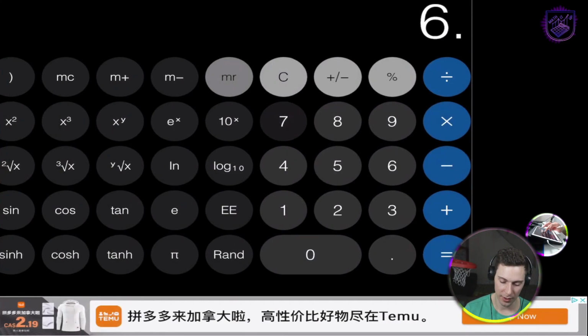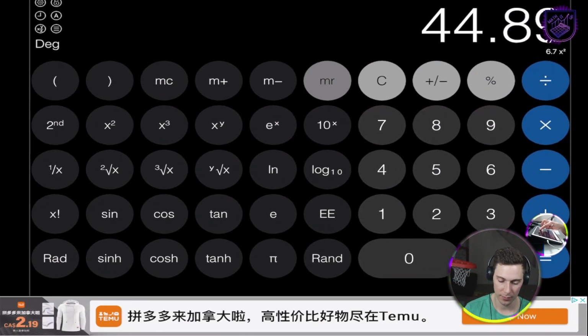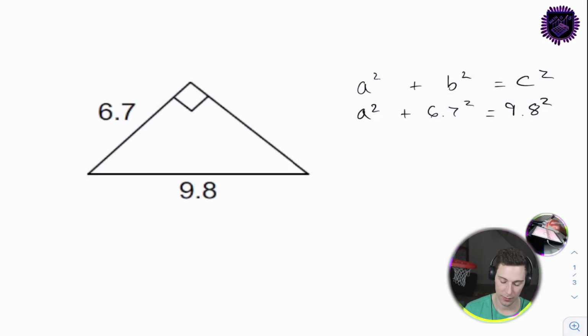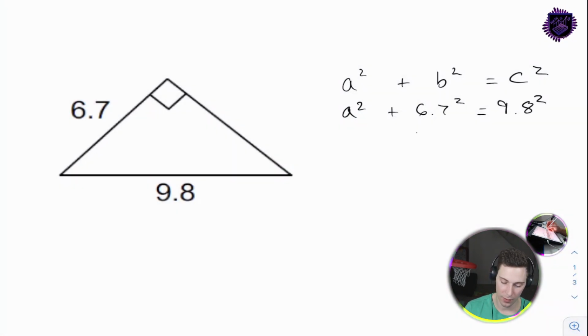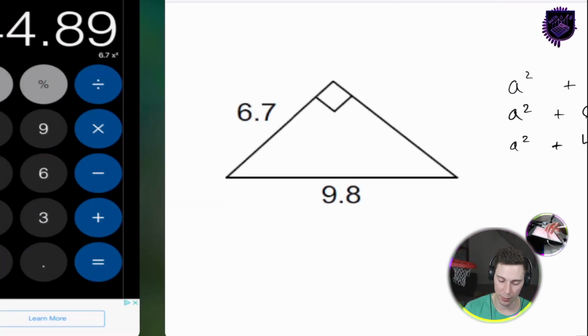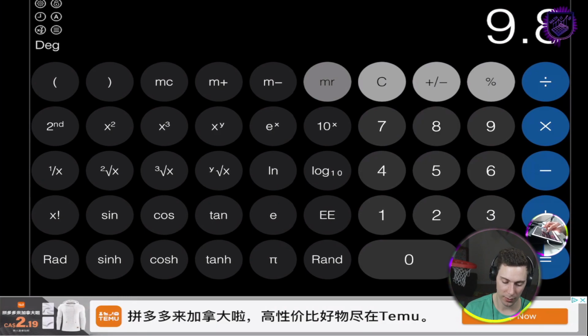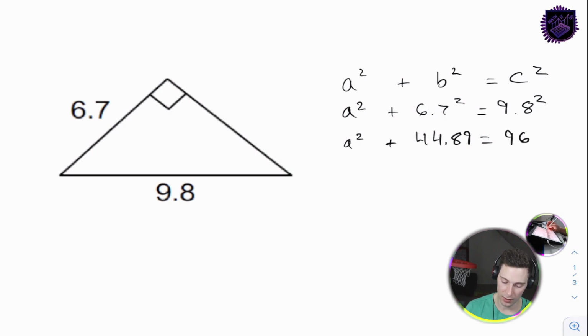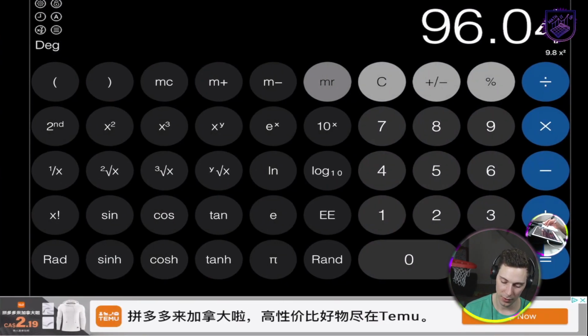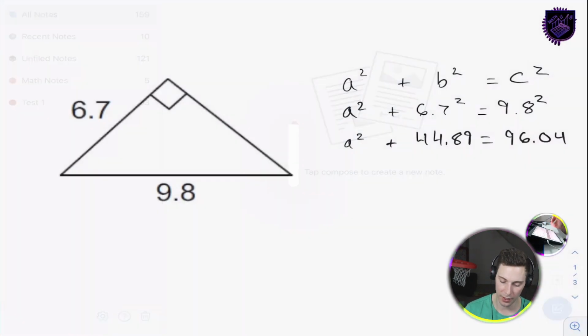All right, 6.7 squared. 44.89 is equal to A squared. All right, 9.8 squared. It's got to be close to 100. 96.04. Subtract 44.89 from 96.04 and that equals 51.15.